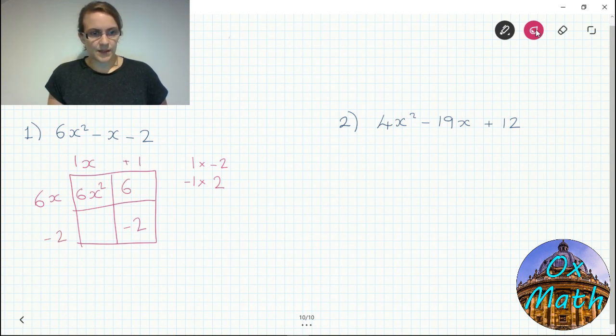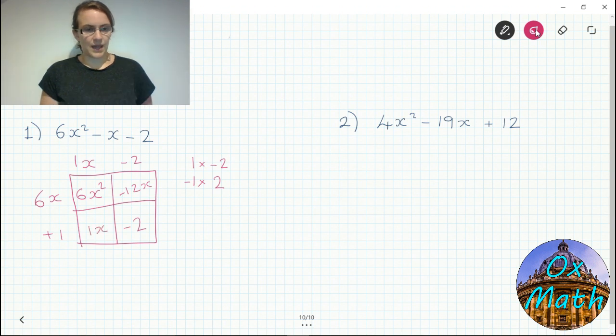That would give us 6x minus 2x. So clearly they don't work, because when you add them up you get 4x, not the minus 1x that we're after. Let's try it the other way round with our plus 1 and minus 2. So minus 12x and 1x. Again, it doesn't add up to give us our minus 1x, so we'll have to try again.